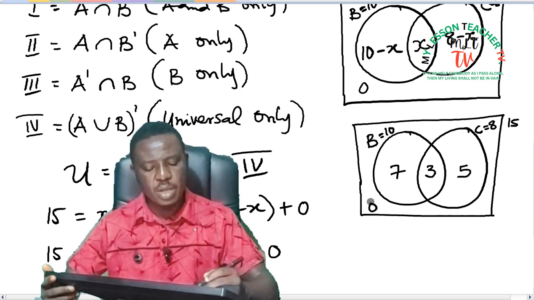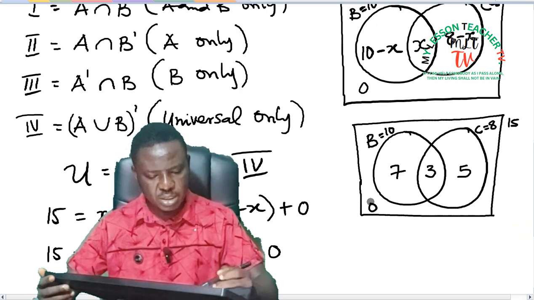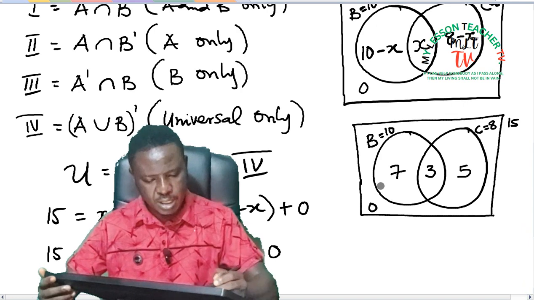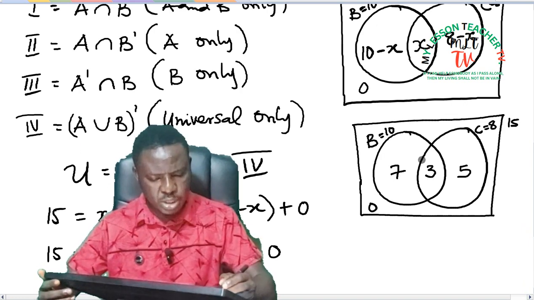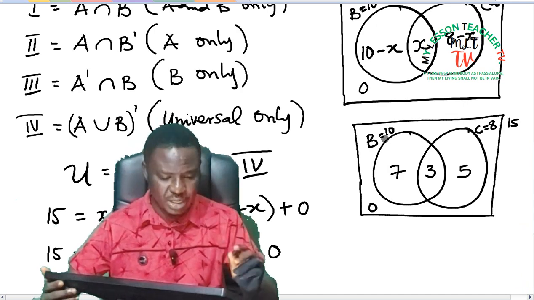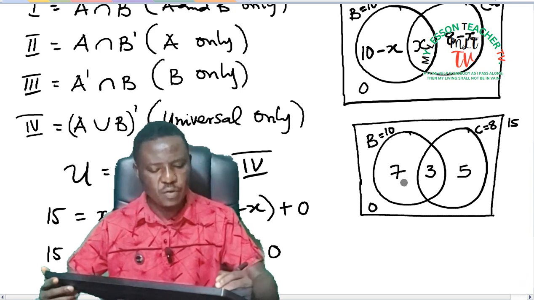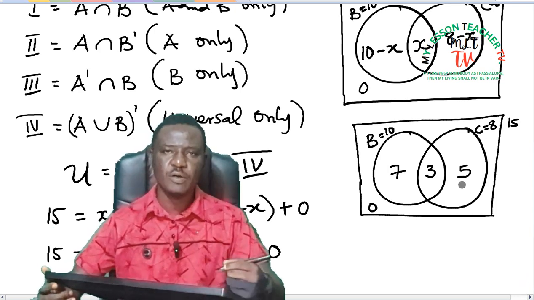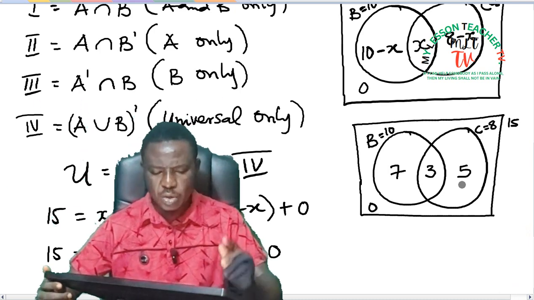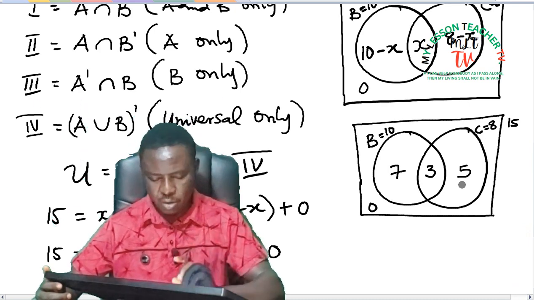And this is 0. Now, remember I said set B comprises those you can find enclosed in the circle that houses B. So if you add 7 plus 3, it gives you 10. That shows us that we are right. In the same way, 3 plus 5 gives you 8. Also the universal set comprises the 4 regions. If you add up all of them, it gives you 15. That shows you that we are right in our numbers.